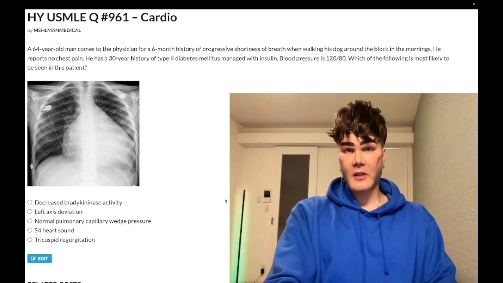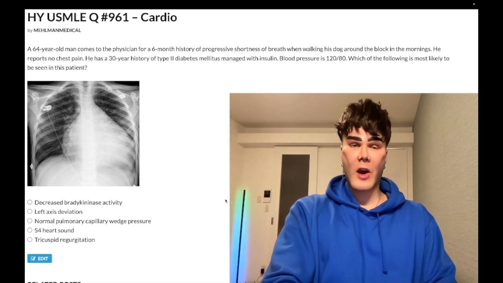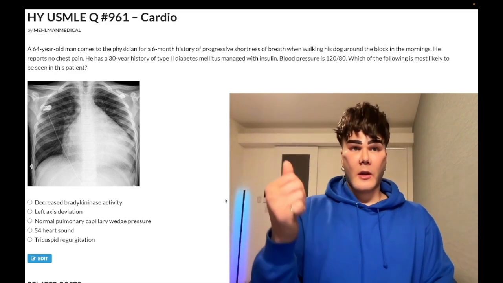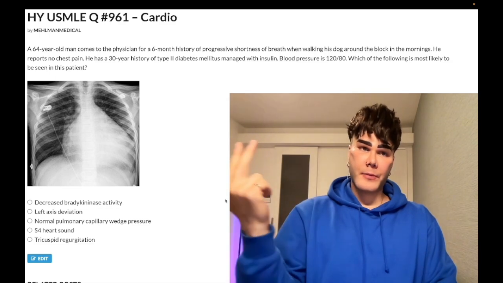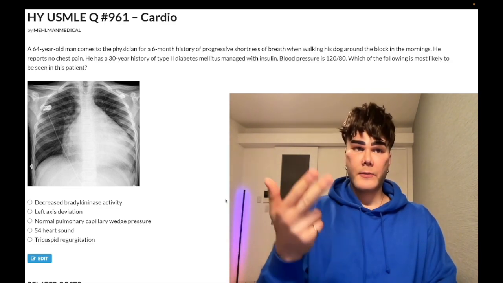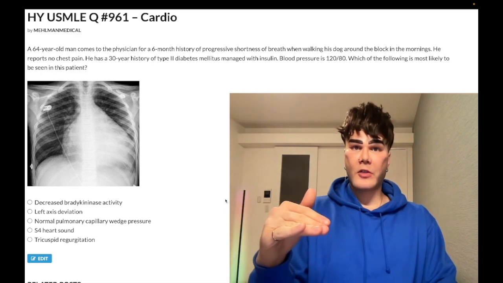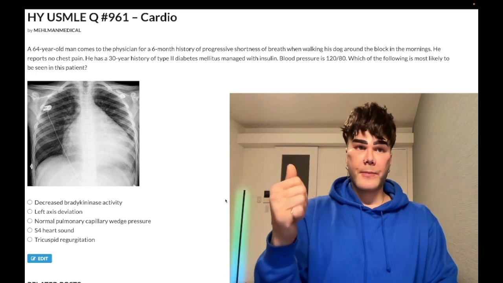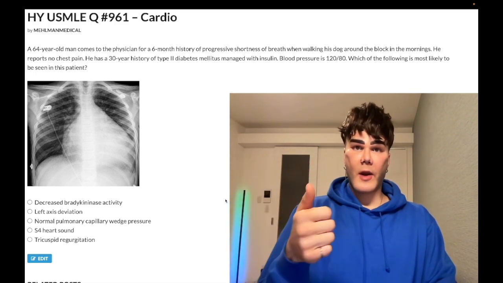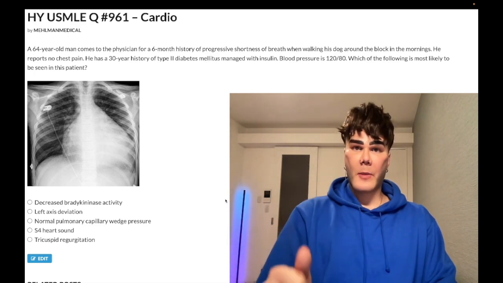Choice B, left axis deviation, correct answer. Now I've talked about this in my PDFs, talked about this in prior YouTube clips, how left axis deviation, left bundle branch block, paradoxical splitting of S2, those are three findings that if you see in a vignette, they just mean left ventricular hypertrophy, okay? Likewise, if you see right axis deviation, right bundle branch block, wide splitting of S2, that's right ventricular hypertrophy.